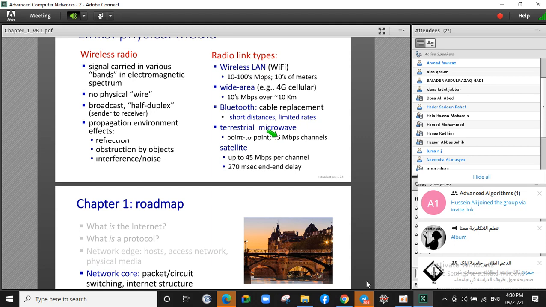This speed is related to the physical specification of the medium. Please be clear: this speed is completely related to the physical specification of the medium. Maybe you find a medium with a speed lower than these numbers, or maybe higher than this. But the maximum speed is the speed of light.